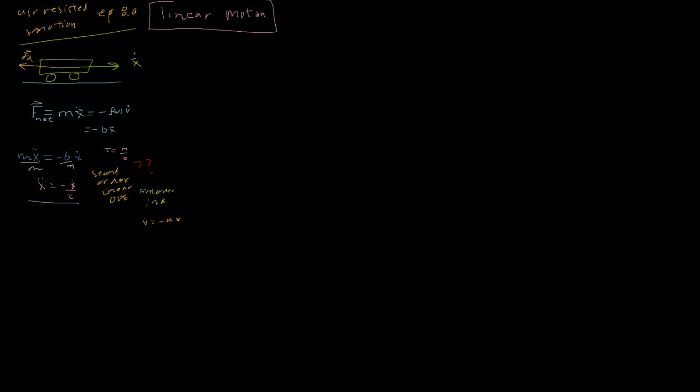So we solve for v. What are we going to get? This is the exponential function. So we get x dot is equal to x naught e to the minus t over tau. I actually should probably explain this x naught.